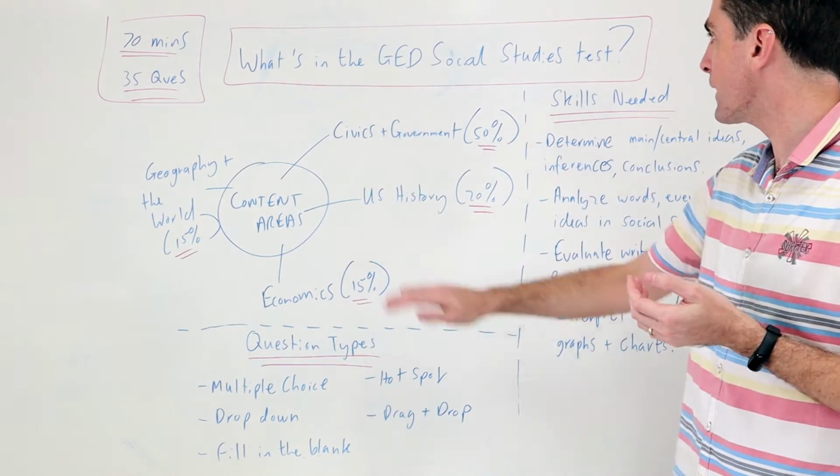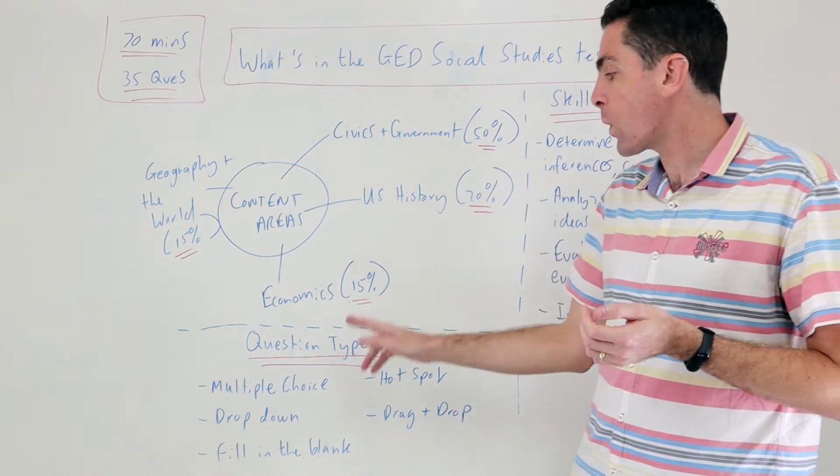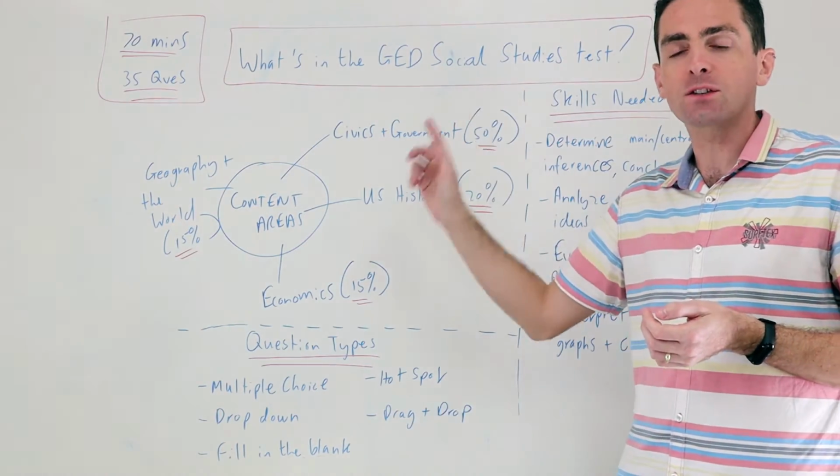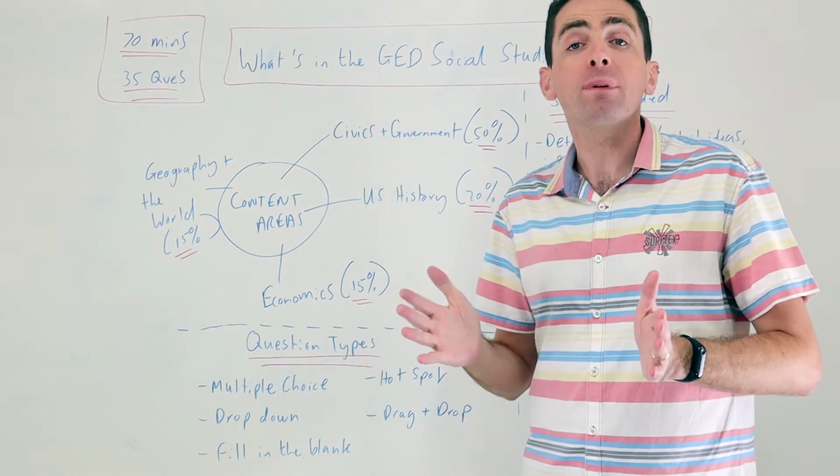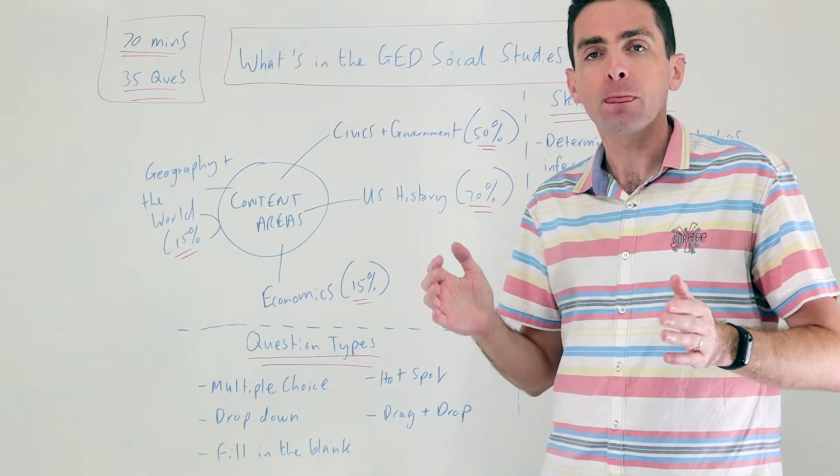Okay, so there you have it. They are the content areas, the skills needed, and the question types in the GED Social Studies test. So I hope this little video was helpful for you.